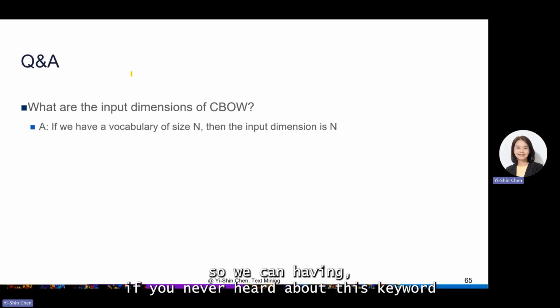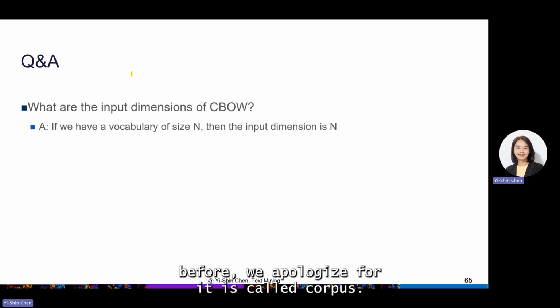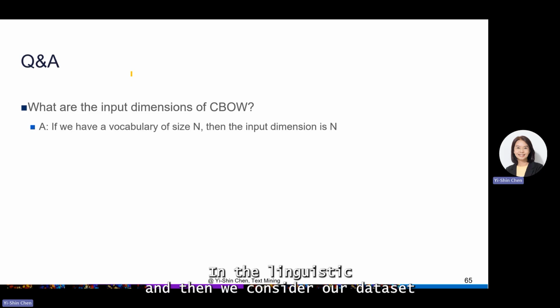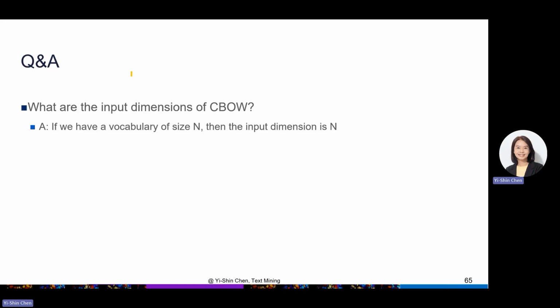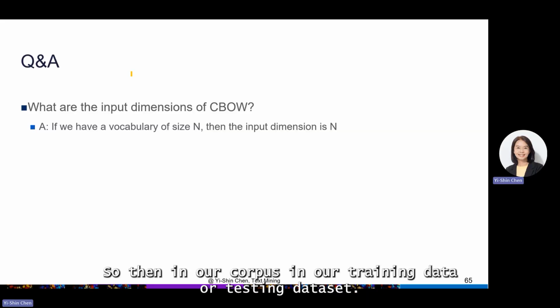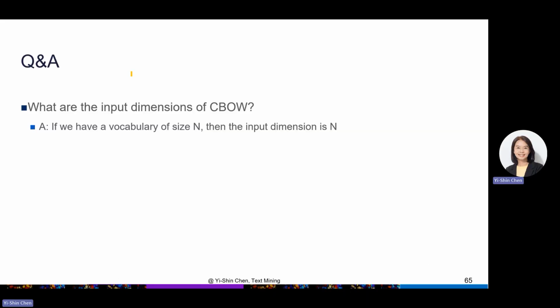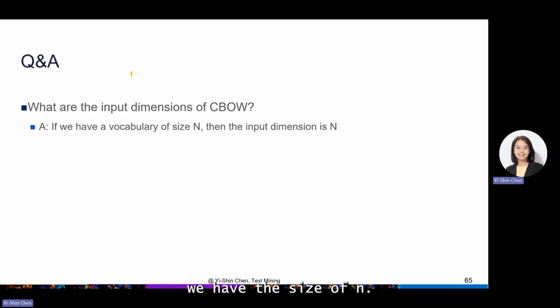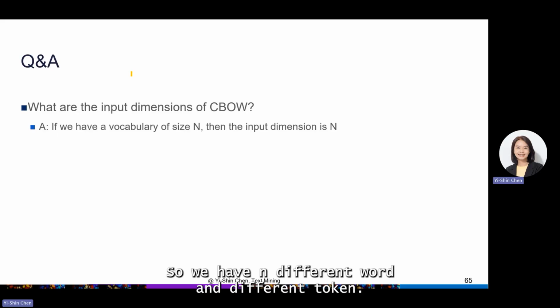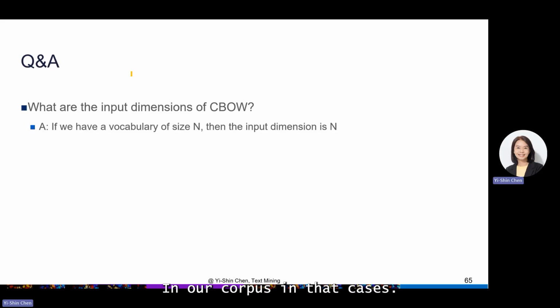If you've never heard about this keyword before, we apologize for it. It's called corpus, in linguistics. When we consider our dataset, if the dataset consists of text, we usually call it a corpus. In our corpus, in our training or testing dataset, the number of words is of size n. So we have n different words and tokens in our corpus.